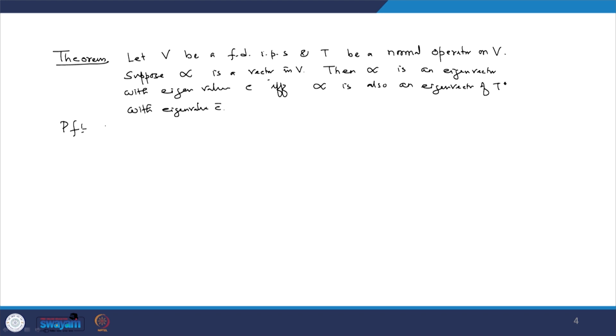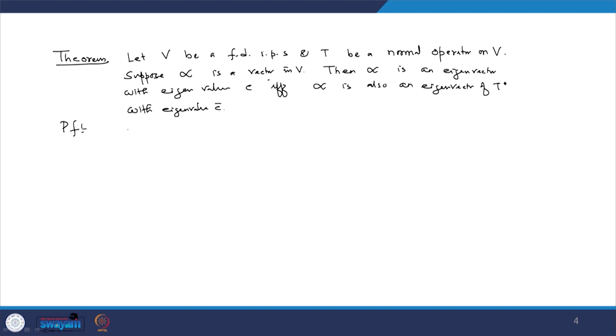So, this will be the key factor to prove our next result, which basically leads to our mission: if you consider a normal operator on a finite dimensional inner product space, the space will have an orthonormal basis consisting of eigenvectors of the normal operator. So, let us prove this result. Let V be a finite dimensional inner product space and T be a linear normal operator on V. Suppose alpha is a vector in V. Then alpha is an eigenvector of T with eigenvalue C if and only if alpha is an eigenvector of T star with eigenvalue C bar.